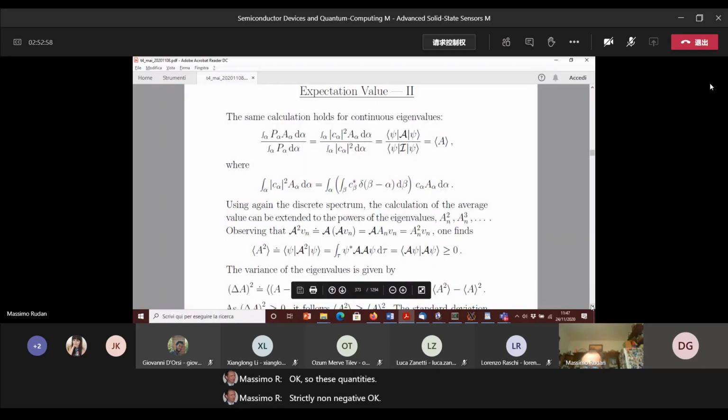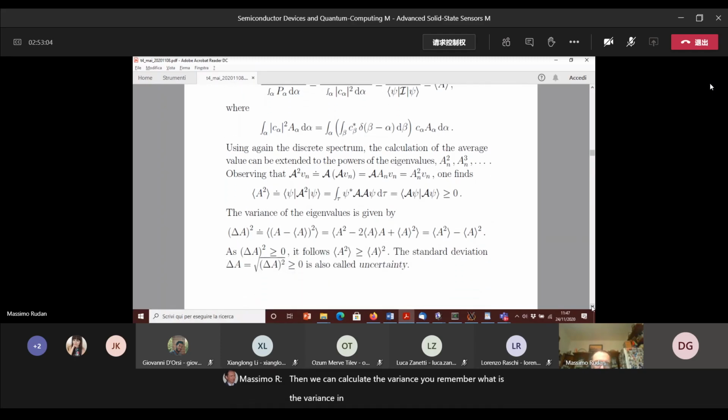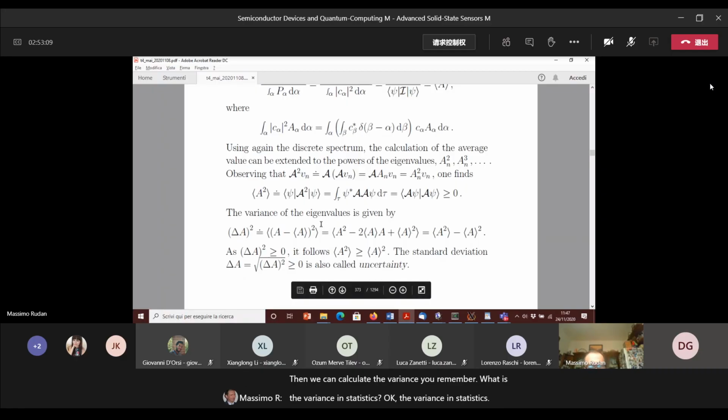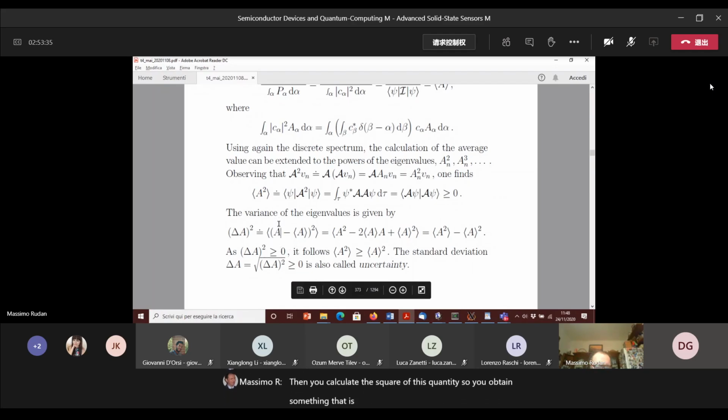Then we can calculate the variance. You remember what the variance is in statistics. The variance is calculated like this. You take the quantity of which you want to calculate the averages, that is the observable A. Then you take the observable and you subtract the average. Then you calculate the square of this quantity. So you obtain something that is by construction non-negative.